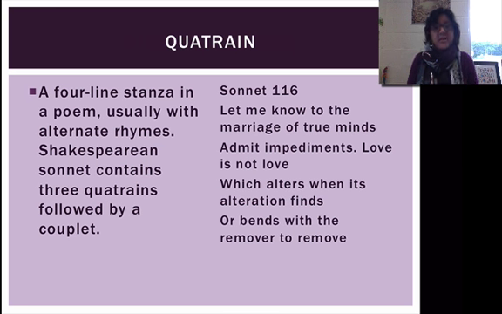So the next term is quatrain, and quatrain is a language term that refers to a 4-line stanza in a poem, usually with alternate rhymes like A-B, A-B. Shakespearean sonnets contain 3 quatrains followed by a couplet. So this is from Sonnet 116. This is a quatrain, and this is a quatrain.